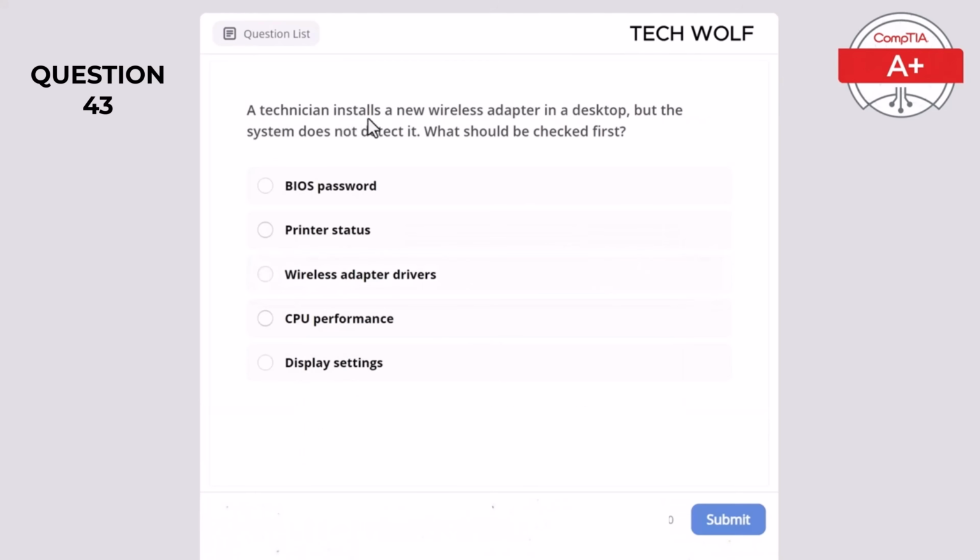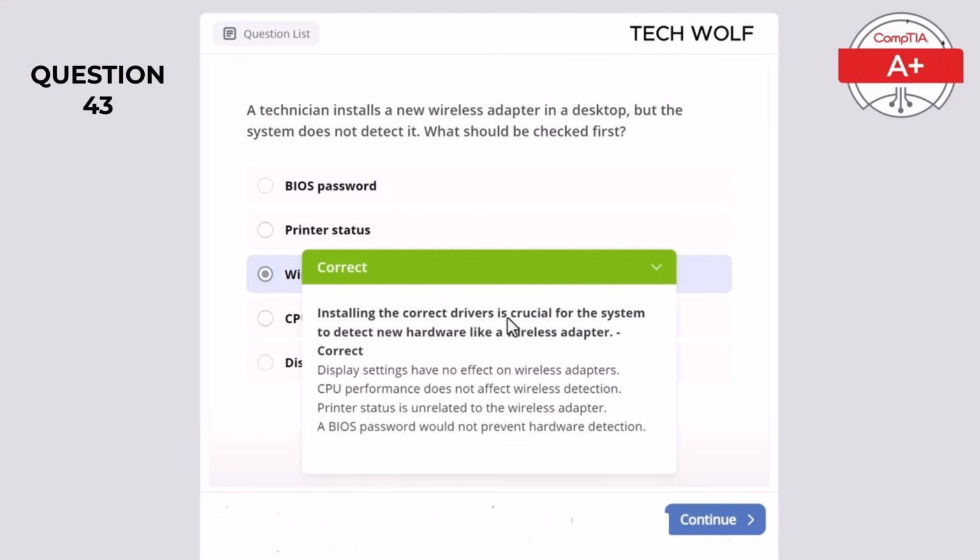A technician installs a new wireless adapter in a desktop, but the system does not detect it. What should be checked first? BIOS password, printer status, wireless adapter drivers, CPU performance, or display settings. The correct answer here is wireless adapter drivers. Installing the correct drivers is crucial for the system to detect new hardware like a wireless adapter.